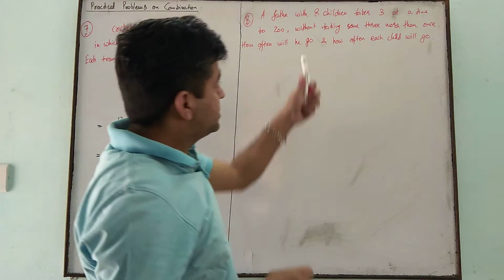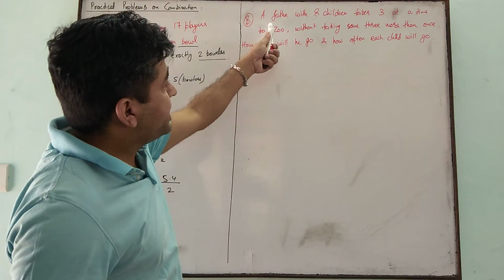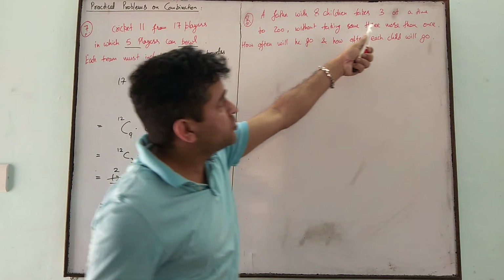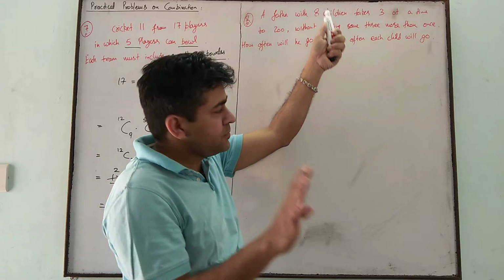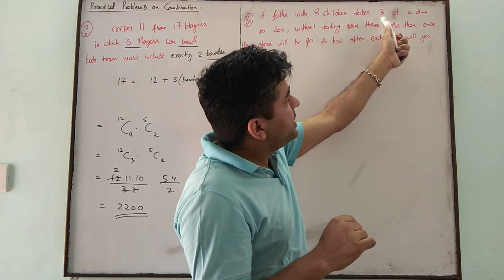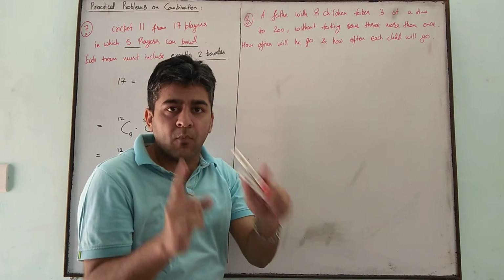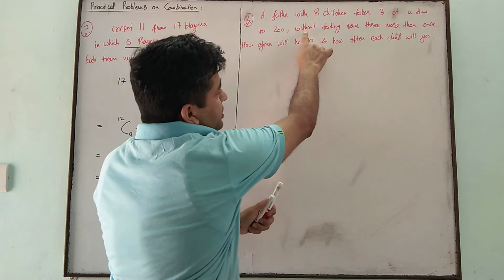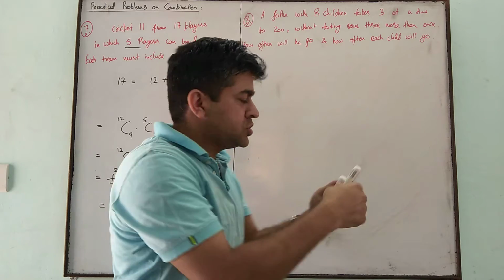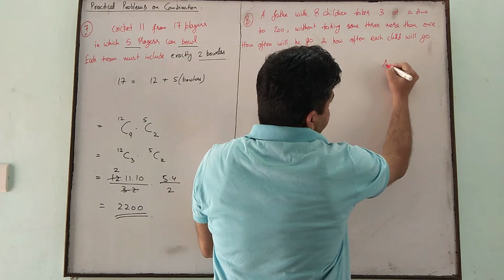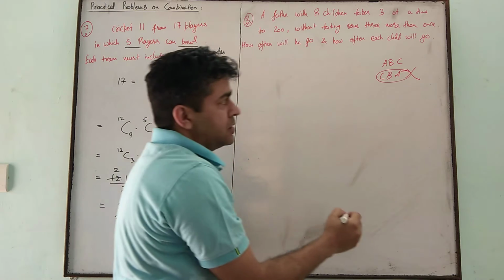One more case. Just take this case. Take a very careful look at this. He said a father with 8 children takes 3 at a time to the zoo. He has 8 children, and out of 8 he has to select 3 at a time to take them to the zoo, and more than once he cannot take the same ones. He said without taking the same 3 children more than once. Same 3 cannot go. Like if suppose ABC, then CBA will not be there, right?